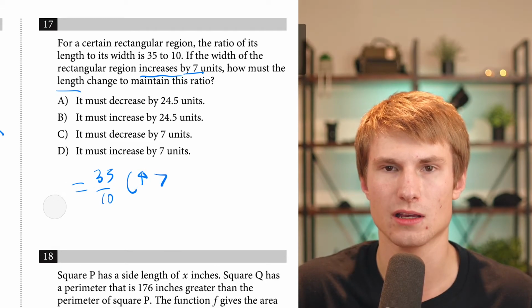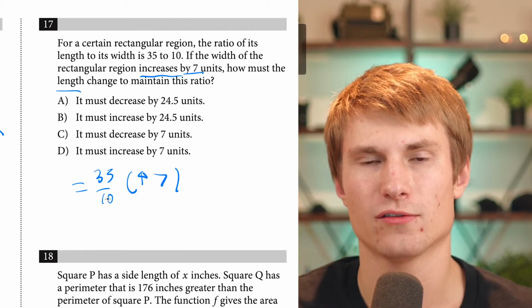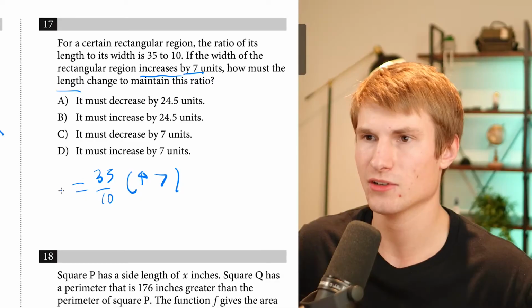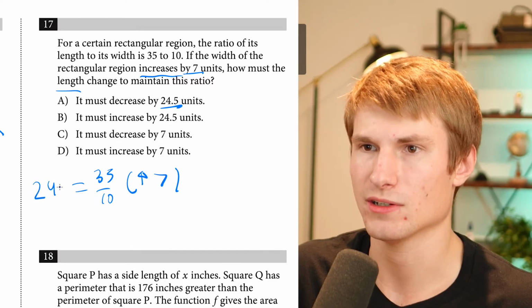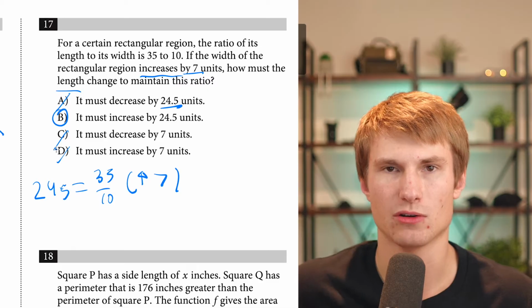Well, that means our length then must increase by 35 over 10 times 7, which is the same as 3.5 times 7, which would give us 24.5. So that would be an increase of 24.5. We're not decreasing, we'd have to increase. Okay, so our answer has got to be B. We can go and move on to question number 18.